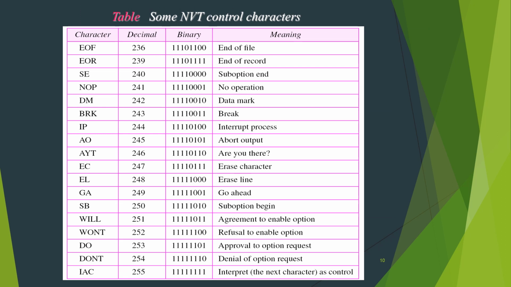Now these are some of the NVT control characters. You can see EOF, decimal code 236, end of file; EOR, 239, end of record; SE, 240, suboption end; NOP, 241, no operation; DM, 242, data mark; BRK, break; IP, interrupt process, 244; AO, 245, abort output; AYT, 246, are you there; EC, 247, erase character; EL, 248, erase line; GA, 249, go ahead; SB, 250, suboption begin; WILL, 251, agreement to enable option; WON'T, 252, refuse to enable option; DO, 253, approval of option request; DON'T, 254, denial of option request; and IAC, interpret the next character as control, that is 255.